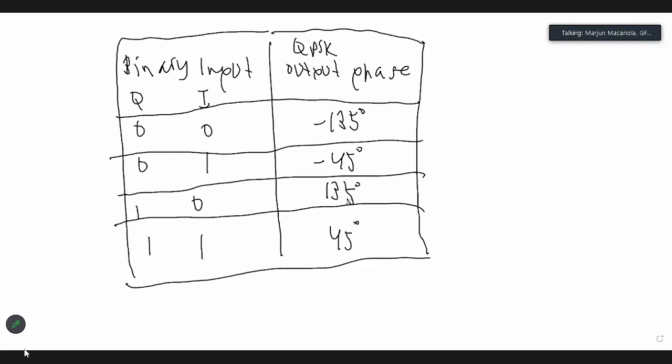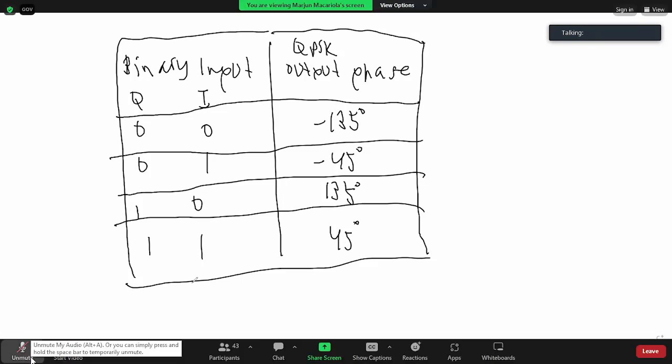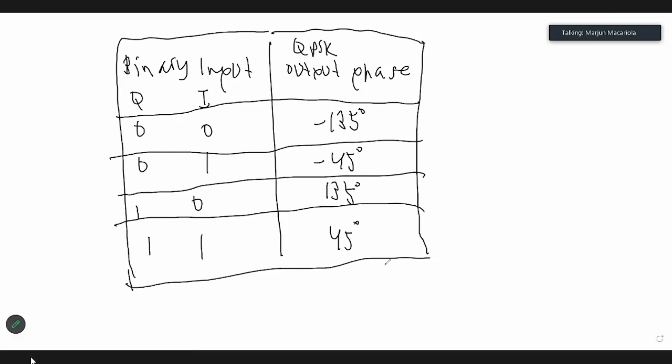Ano ba? Saan ba kayo nakatingin? Sinulat nyo na, hindi nyo pa mabasa na maayos. Diba? Q1, 0. Tama, 135. Okay? So, this is your truth table. So, ganyan po mag-construct ng truth table.